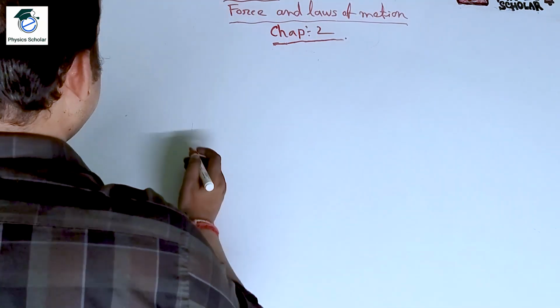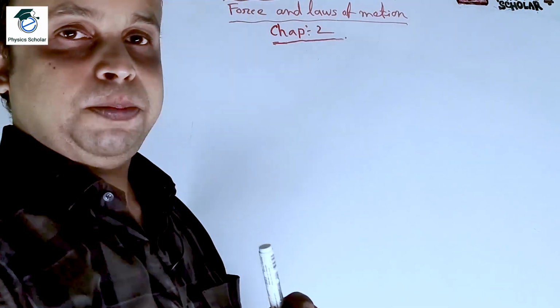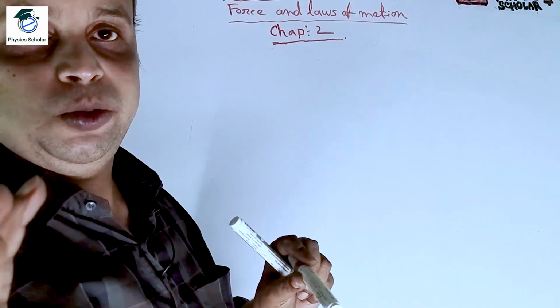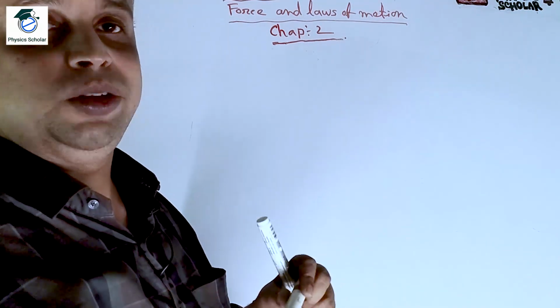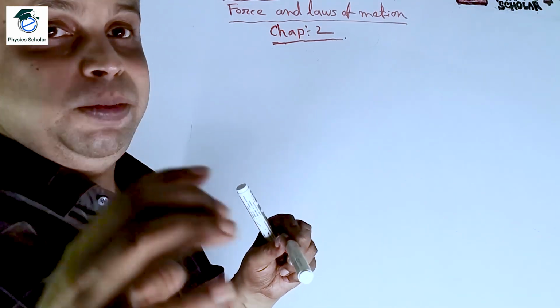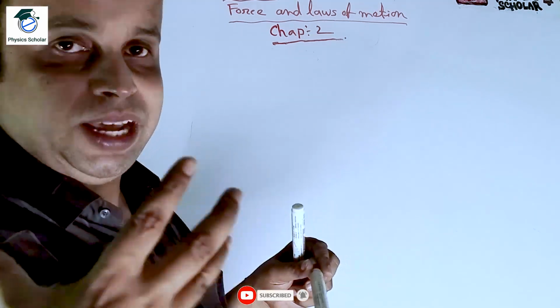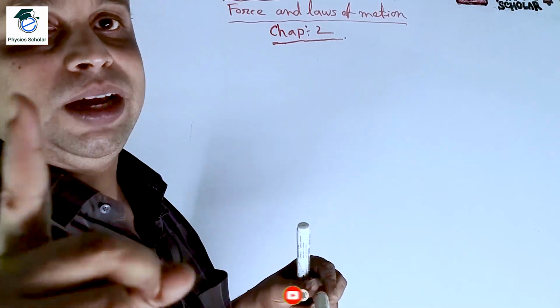Now from Newton's first law, what we know is that if we don't apply something from outside, then the body which is at rest will be at rest forever, the body which is in motion will be in motion in a straight line forever. Clear? That means to change the state of the body, we have to apply something from outside. That is nothing but the force.